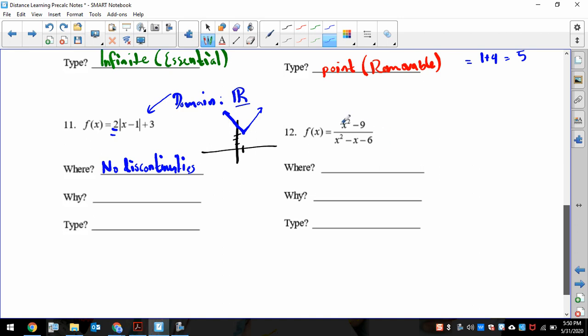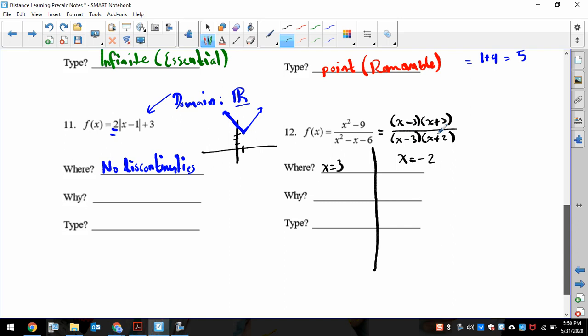So here, in order to find number 12's discontinuities, let's perhaps factor the function first. In the numerator we're going to have x minus 3 and x plus 3. In the denominator, we're going to have an x minus 3 and an x plus 2. And so now we can check f of 3 and f of -2. The two places that we're interested in, there's going to be 2 of them here. So let's check 3 and -2.